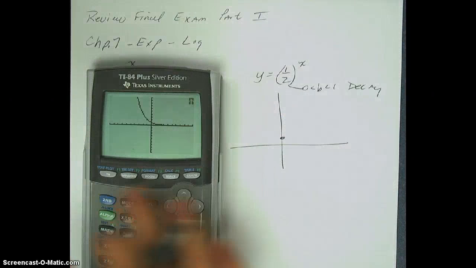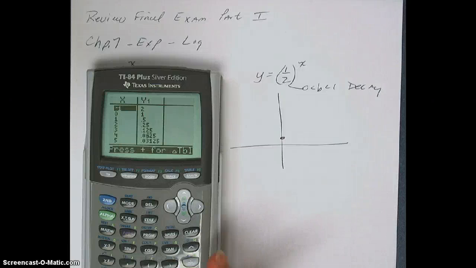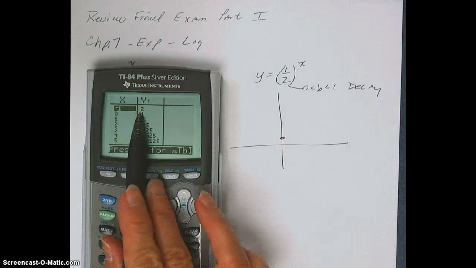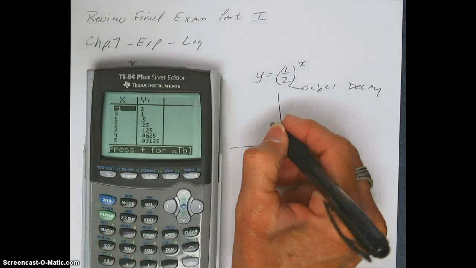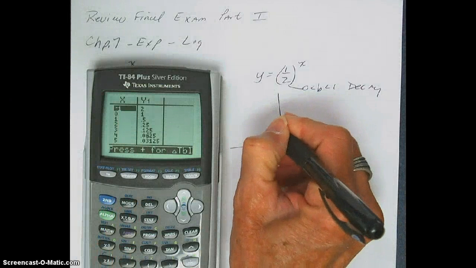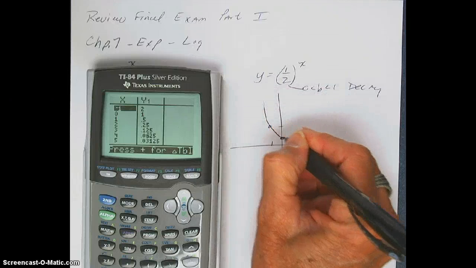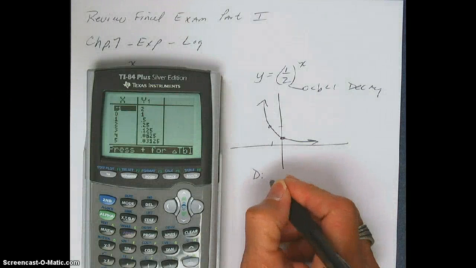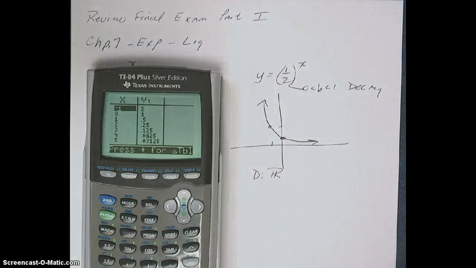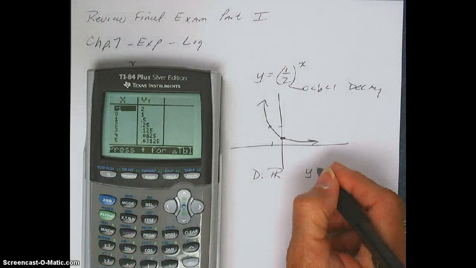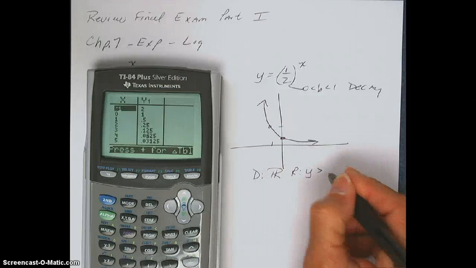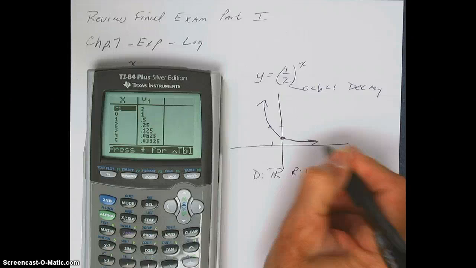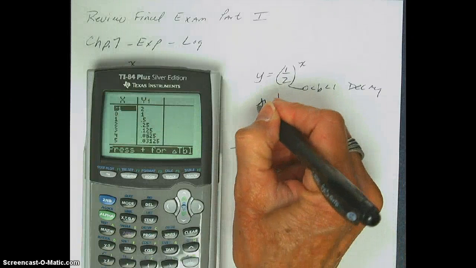Get some points. At 0, we'll have 1. At negative 1, we'll have 2. At 1, we'll have 1/2. So our graph will kind of come down this way. Domain is how far right and left we go. Again, that's all reals. Range is how far up and down we go, which is y is still greater than 0 because it mellows out at 0, but it goes up forever.